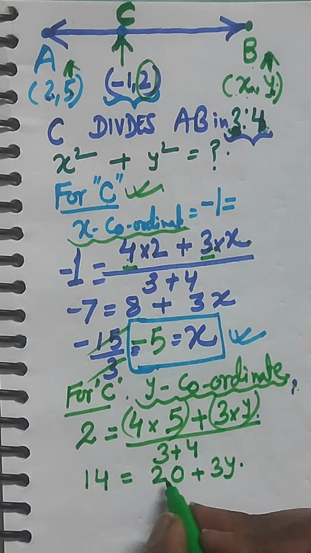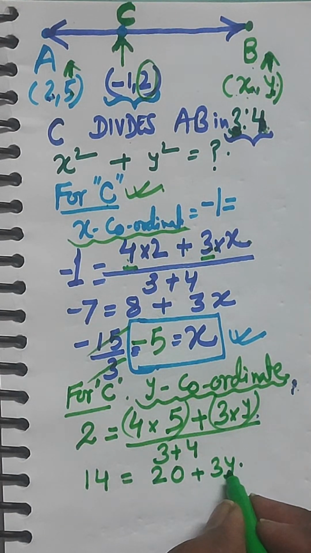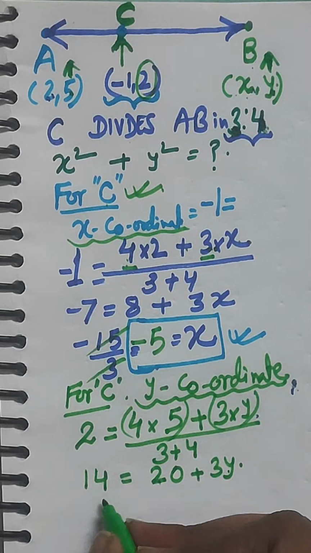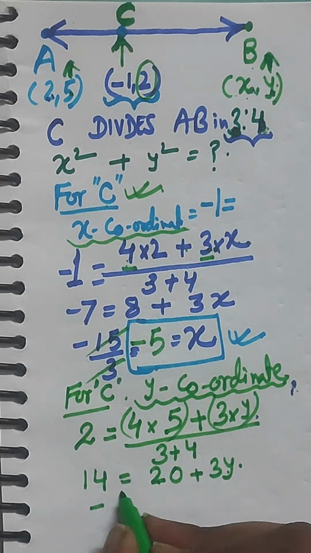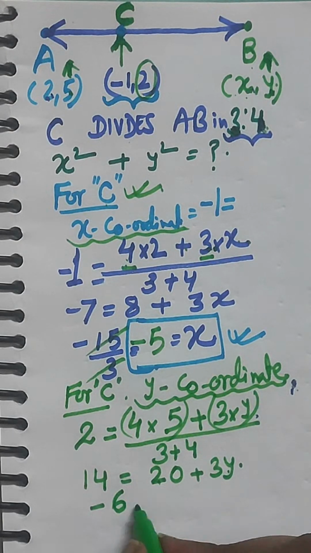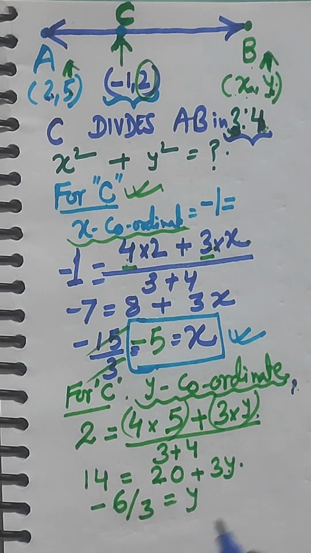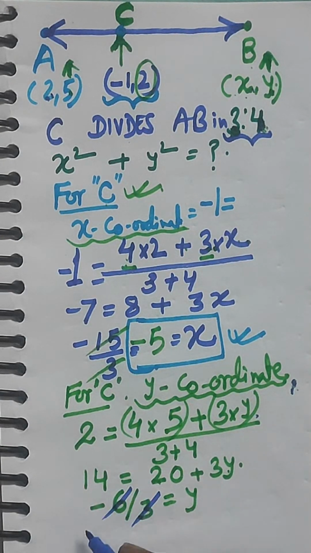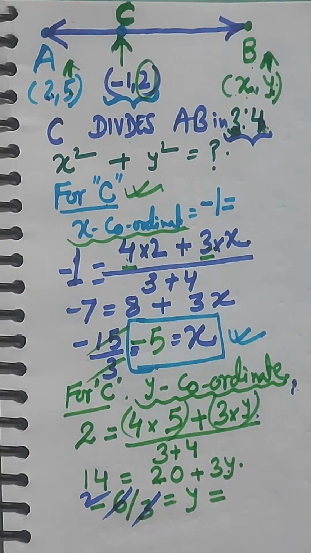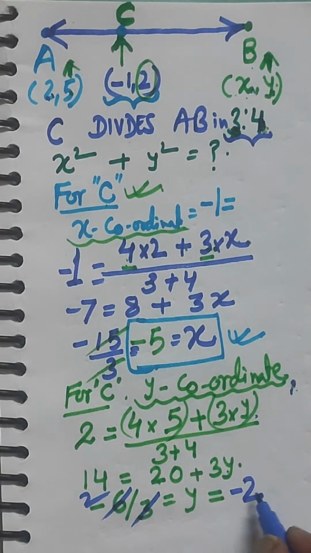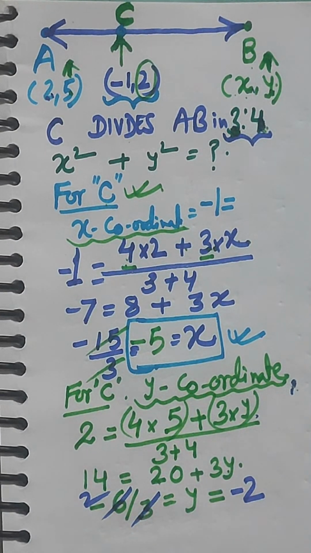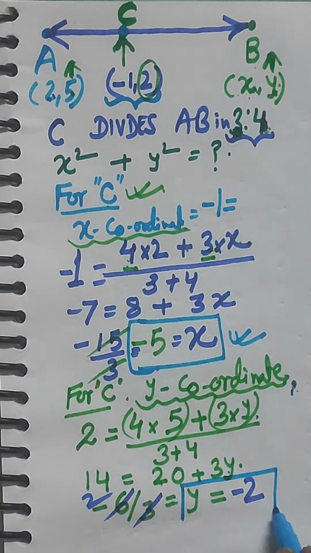So this will give you 3y, as when 20 goes to the LHS, 14 minus 20 is -6. So -6 by 3 is the value of y, and you can see 3 will divide 6 two times. So we get the value of y as equal to -2. In this way we get the value of y also.